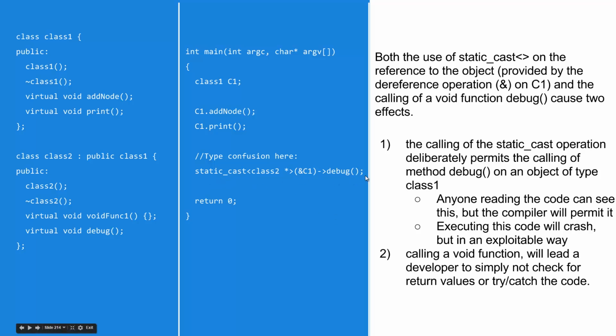The single line of code here causes two effects. One, we're casting to an incompatible derivative class, and two, by, on the same line of code, calling a void function, if you want to do safety checks of the return of static cast, you won't be able to. If it returns a null, it will be null dereferenced in an attempt to execute or call the debug function in respect to that pointer, and will obviously segfault. Now, this is twofold in bad practice.